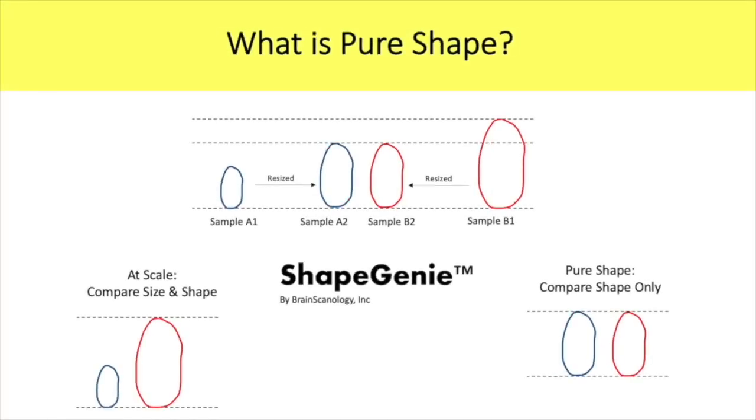In Brain Scanology, we measure something called pure shape, which is very special to our software called Shape Genie. So if you measure objects at the original scale, you cannot separate the effect of size from the effect of shape. But Shape Genie allows us to resize these two objects such that they here have the same height. And when we resize them, we constrain what's called the aspect ratio, so the shape doesn't skew. And what we compare then is their shape apart from their size. We call this pure shape. And this is something only Shape Genie can do.